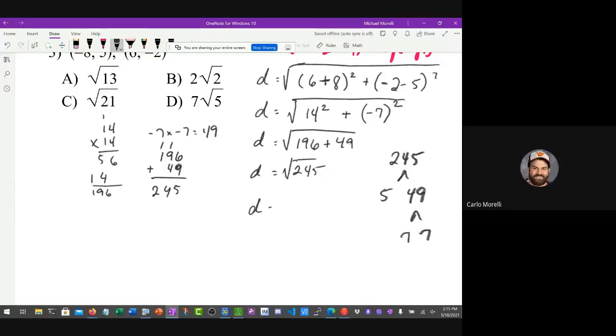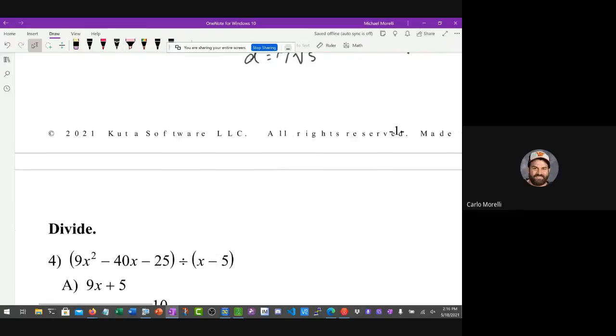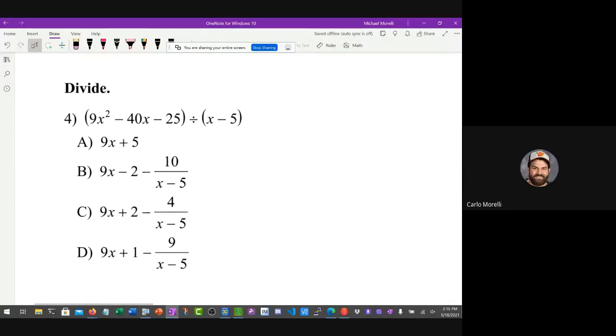So what we're really looking at here is D equals the square root of 5 times 7 times 7. So we do the same thing. We take that pair of 7s and pull one of them out. So D is equal to 7 square root 5. And that's how you do that. It seems like a lot of work, but really this stuff right here, this is 3rd, 4th, 5th grade math. It's not hard.